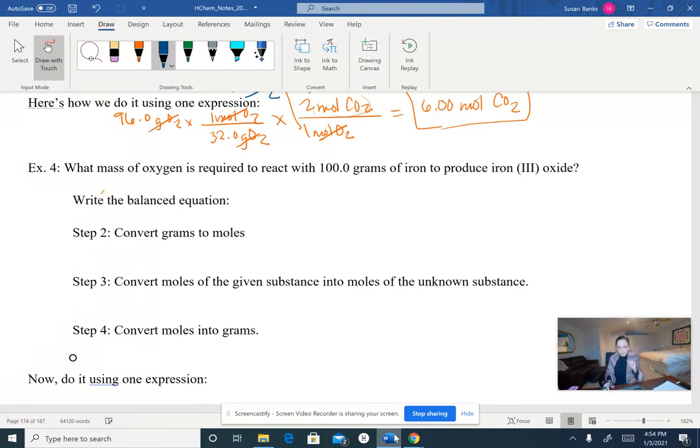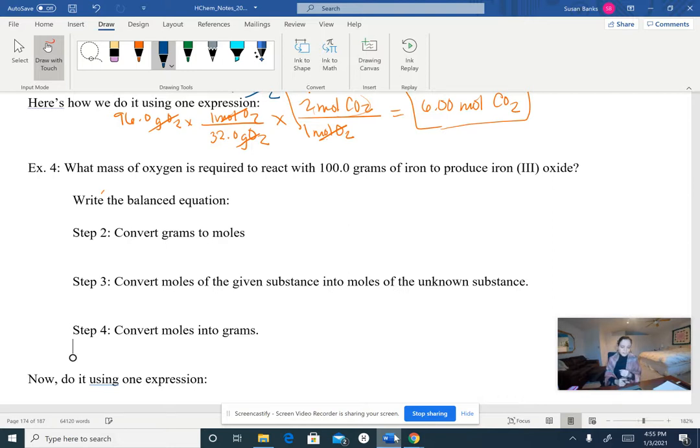So here we go. We are going to go from grams of what we know to moles of what we know. We're going to use our mole ratio to get into moles of what we want to know. And then we're going to go to grams of what we want to know. And this is stoichiometry. So example 4: what mass of oxygen is required to react with 100 grams of iron to produce iron 3 oxide?